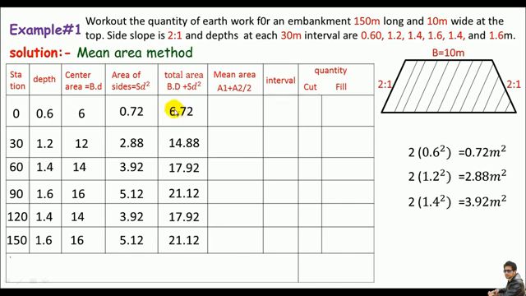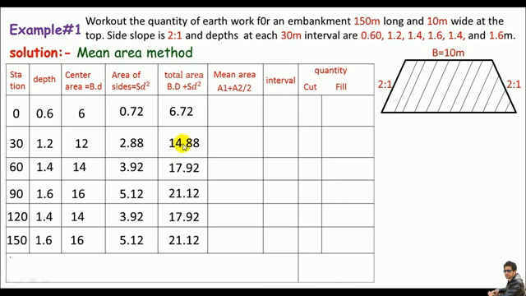Now for example, I just need to calculate the mean area of station 0 and station 30 meter. I'll just add 6.72 and 14.88 and divide these two by 2. I can get, of course, the mean area. For example, 6.72 plus 14.88 divided by 2, we can get 10.8 square meter. And this is, of course, the mean area of the first two stations, station 0 and station 30. So I'll plug this value over here in this column, right?